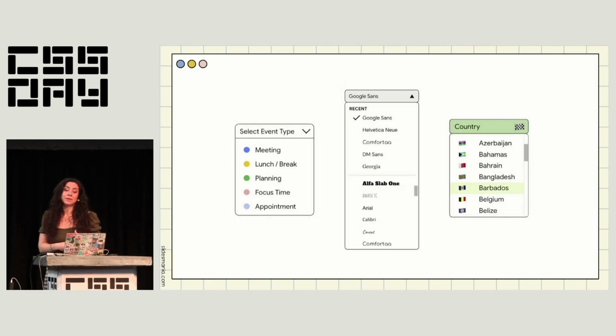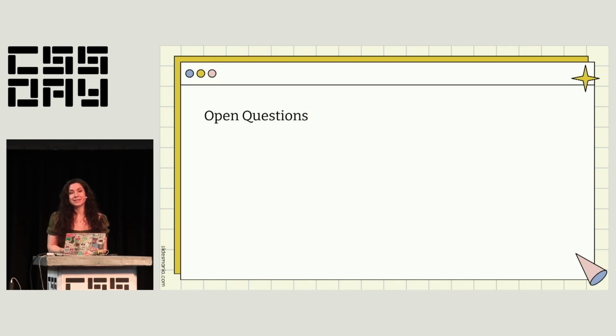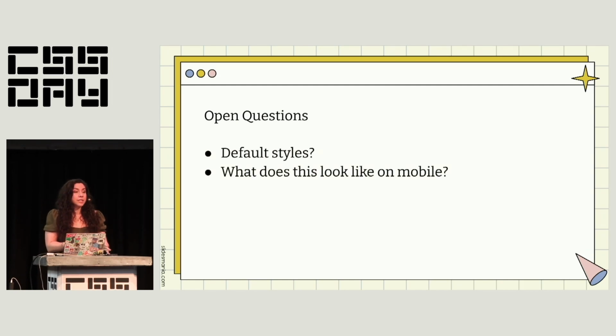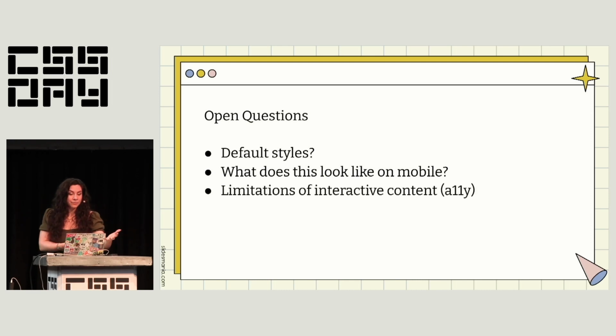This is only available right now to experiment with in Chrome Canary, and that's because there's still a lot of open questions about what select menu looks like and how we should build it into browsers. Like, what are the default styles? Do those default styles change on mobile devices for a better user experience? Well, that means that we now have to educate users about overrides. That seems like maybe that's not a good idea. What are the limitations of interactive content? A lot of the conversations happening in OpenUI are around accessibility.